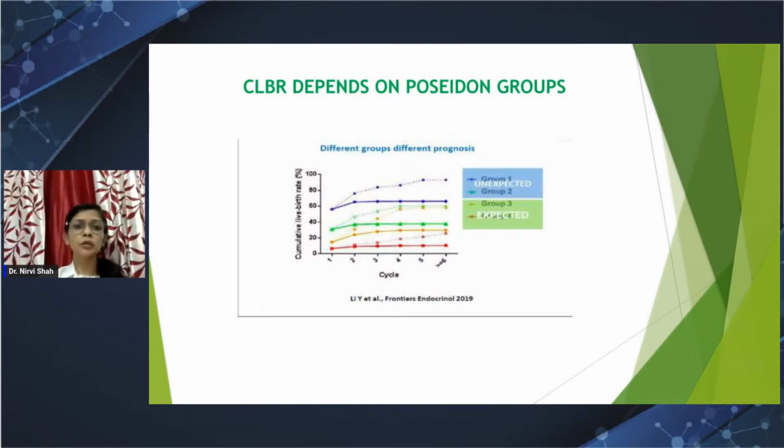Also, the cumulative live birth rate depends on the POSEIDON groups. In groups 1, 2, and 3, the live birth rate is still better than group 4. Group 4 has the lowest prognosis.